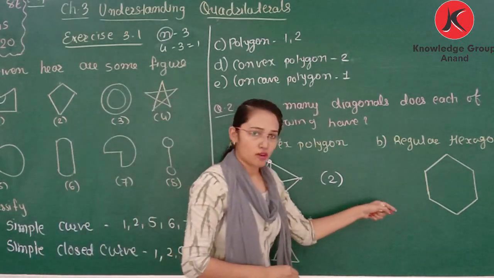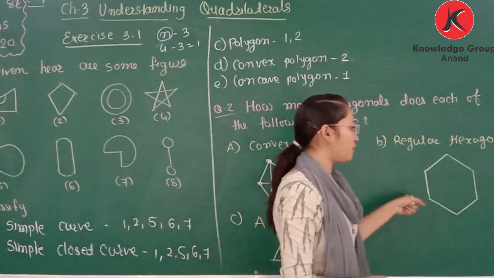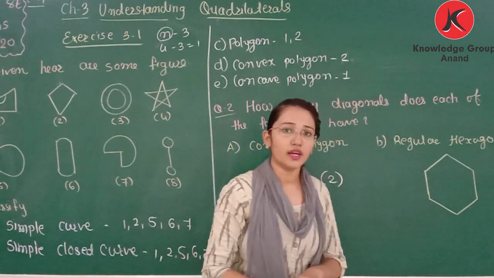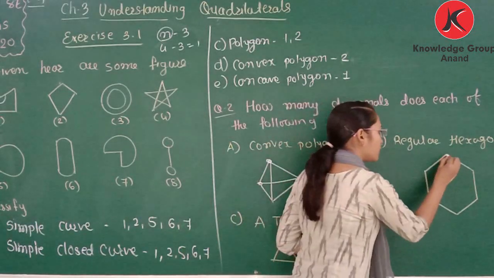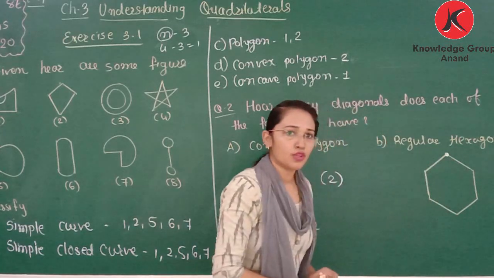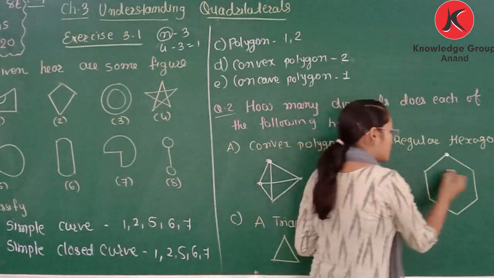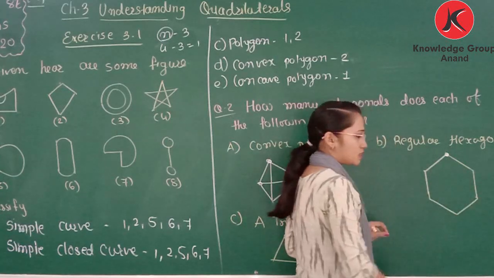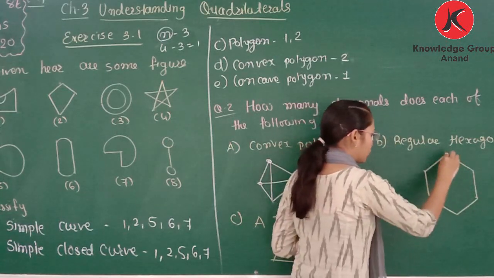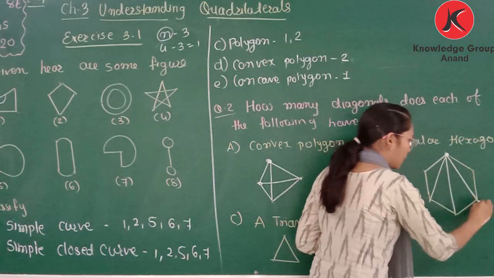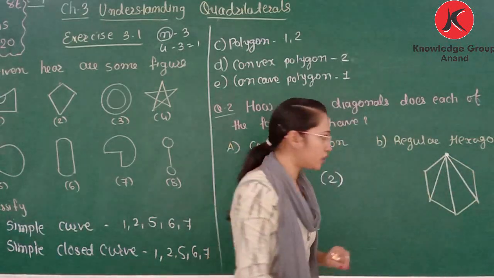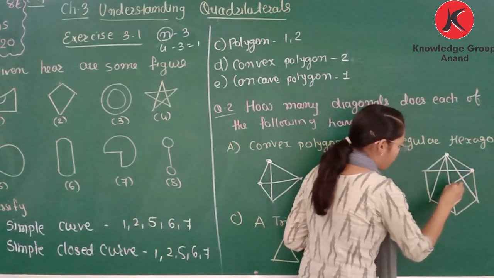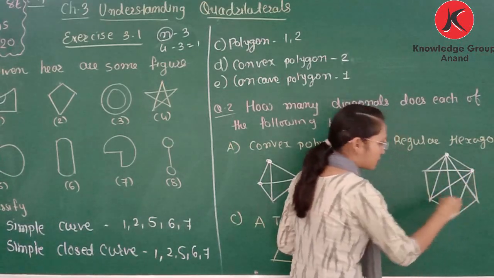Now regular hexagon. It can be a shape of like this. How many diagonals can be drawn in a regular hexagon? So we can select this vertices. Now instead of these two, we need to draw diagonals from the remaining vertices. So here 1, 2, 3. Clear? First we draw 3 diagonals. From this point 3, then 4, 5 and 6.